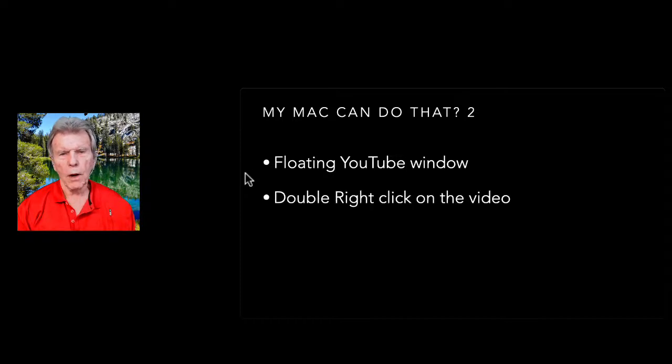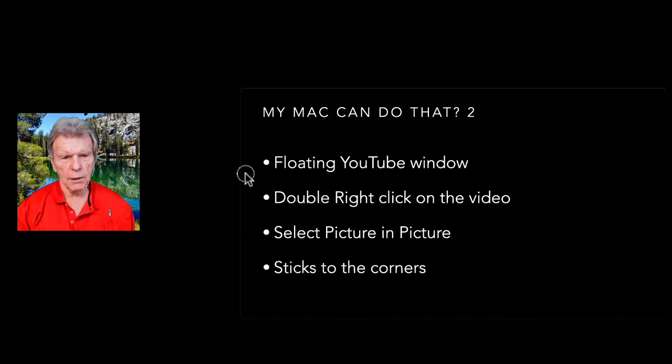So if you're watching a YouTube video but you'd like to get some other work done, you can put that YouTube video in a window on your desktop by right-clicking on the video. And then you would select Picture in Picture. That's a double right-click on your video. Of course, you have to have right-click configured in your settings. So if you don't have that, and you need help with that, let me know.